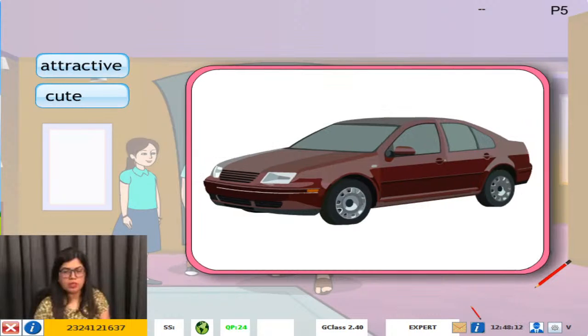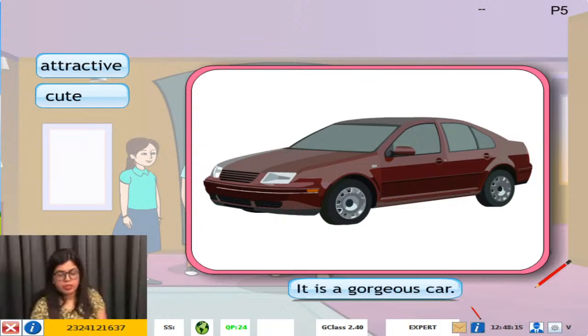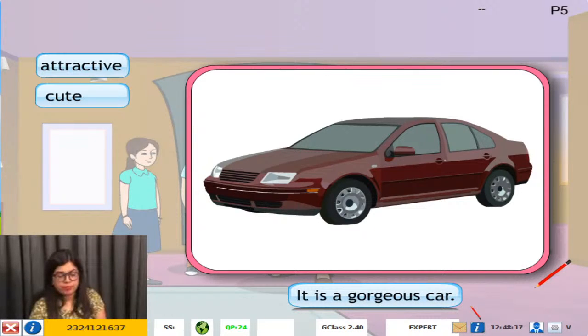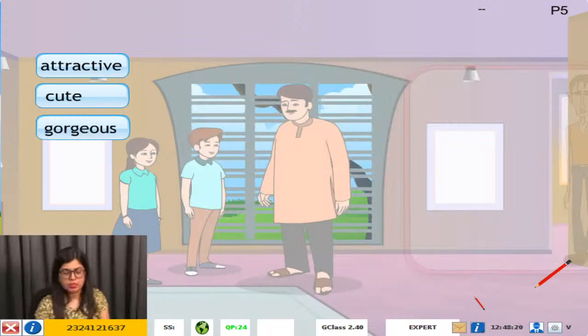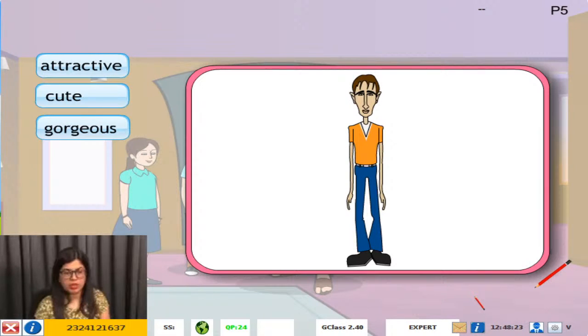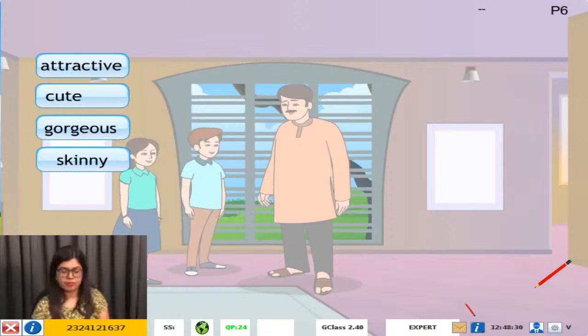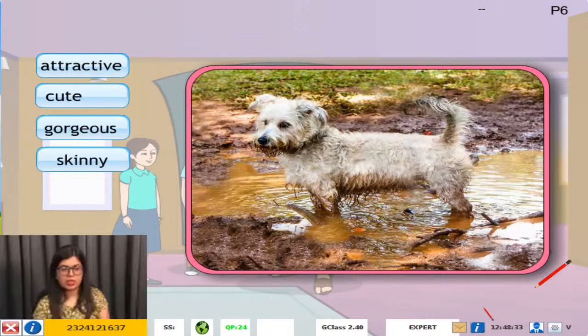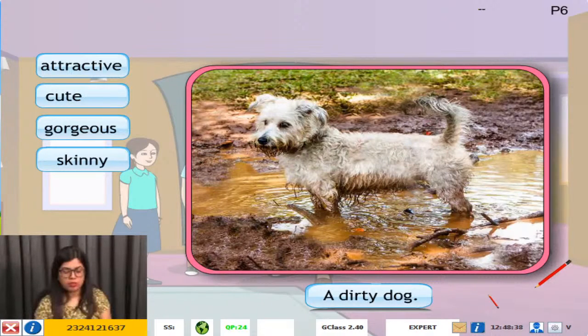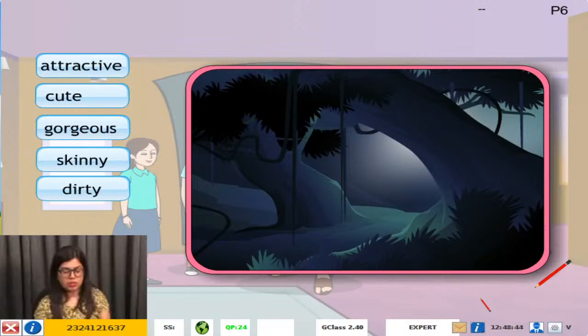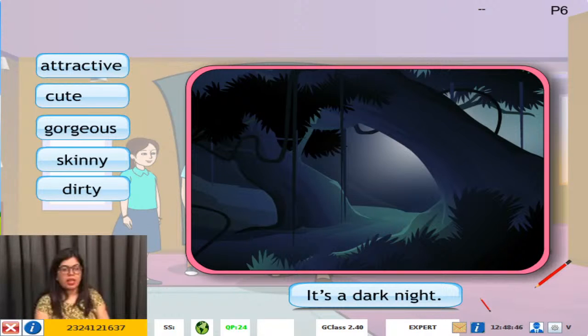So what can you all see here? Yes, there's a car. It's a gorgeous car. So we have gorgeous. Then here we have a man, isn't it? He's skinny. He's a very skinny person. So skinny. Next, what can you all see in the picture? Yes, there is a dog. A dirty dog. Here we have dirty. Now, it's a dark night. So what kind of night? Yes, dark night.